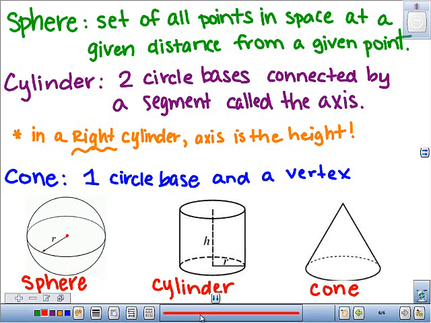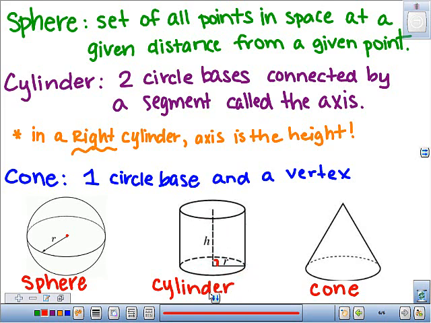In a cylinder, you have 2 circle bases connected by a segment called the axis. I've made a note that in a right cylinder, the axis is the height. So this example drawn here has a 90-degree angle, so this is a right cylinder, and this right here that's labeled H for the height is called the axis. Then of course you have the radius of your circle, which would be the same because, just like in a prism, the bases are congruent and parallel. They're just not polygons, they're circles.